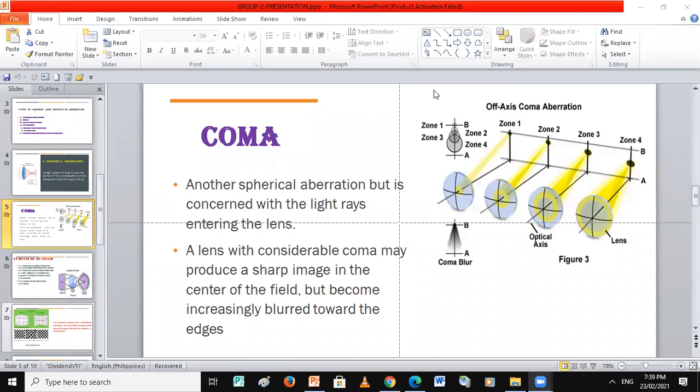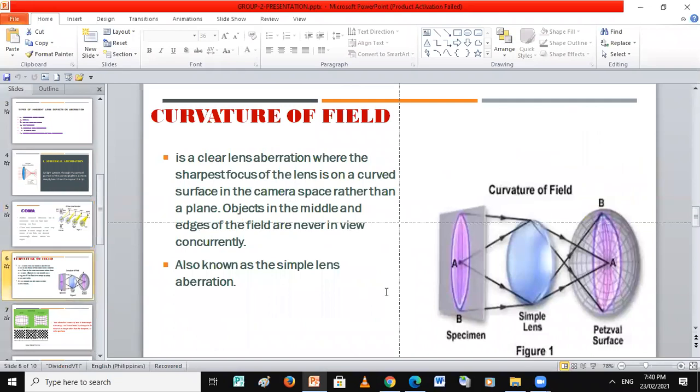So next is the curvature of field. Curvature of field is where the sharpest focus of the lens is a curved surface in the camera space rather than a plane. So curvature of field only focuses on the curved surface of the camera, which is not good at the edges.